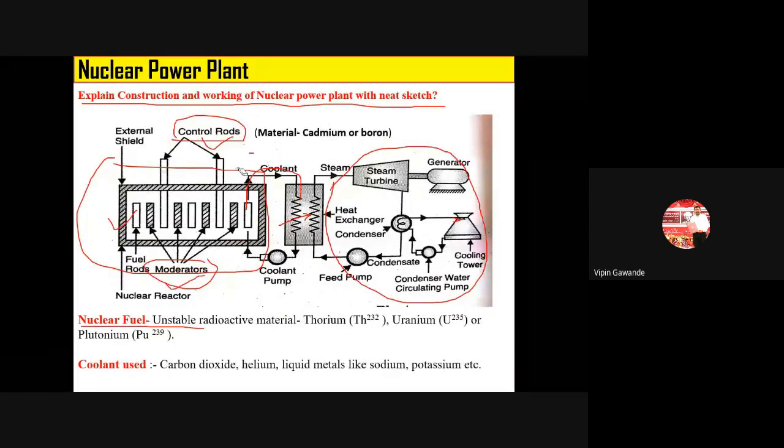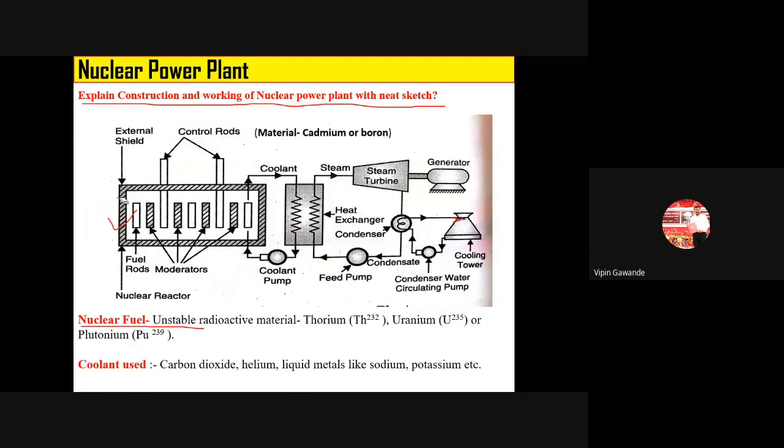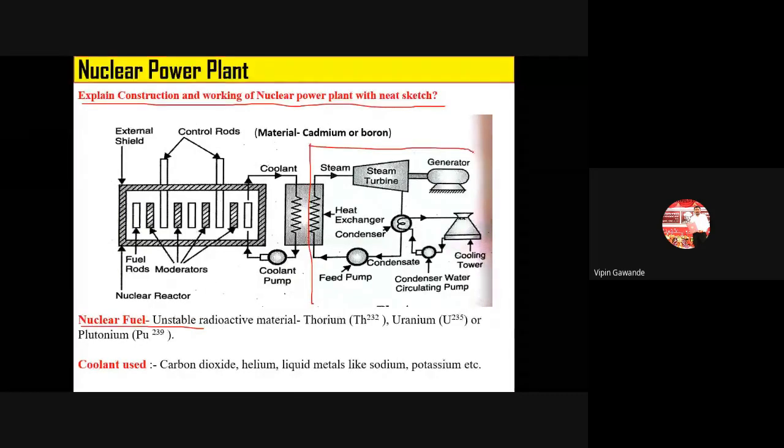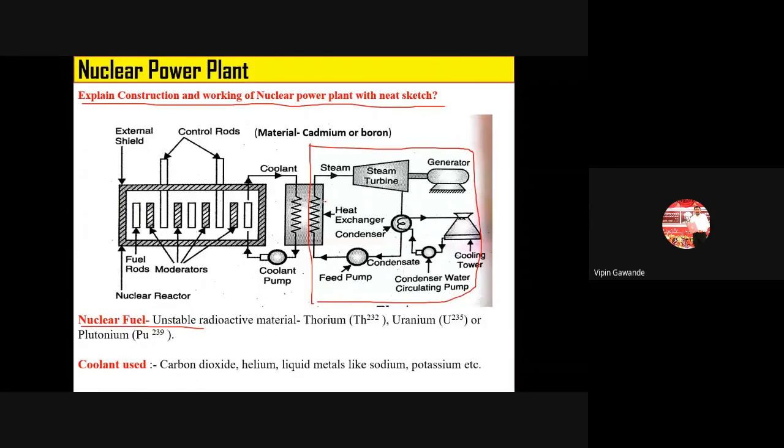Only one thing you have to remember, which I already told you. Keep the diagram of the thermal power plant as it is. This is your thermal power plant diagram. On the right hand side of the thermal power plant, where we have the boiler, instead of that just put a heat exchanger.